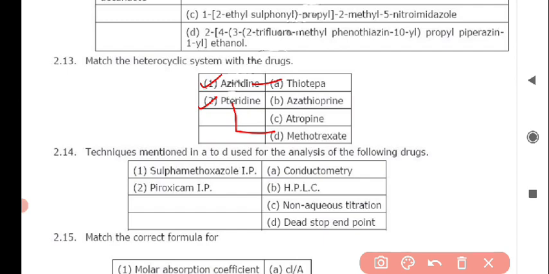Next question, techniques mentioned in A to D used for the analysis of the following drugs. For the first option, that is sulfamethoxazole IP, the correct answer is option D, that is dead stop endpoint. And for the second option, that is piroxicam IP, the correct answer is option B, that is HPLC.